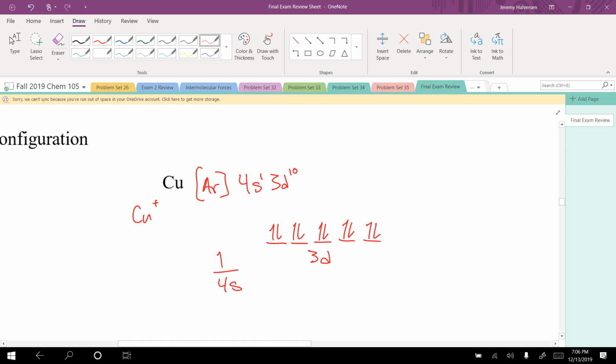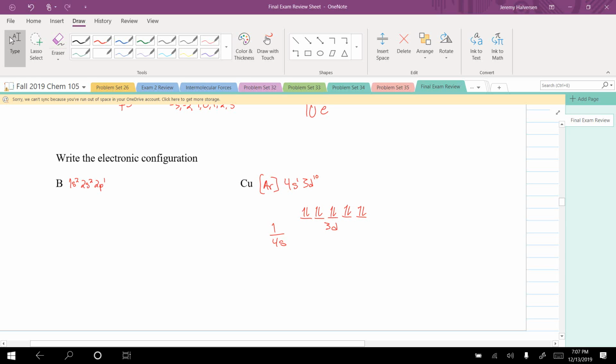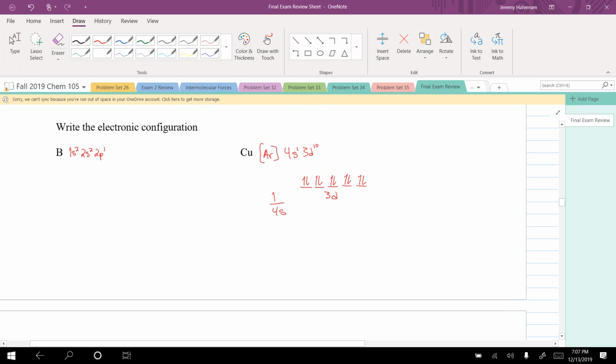That you remove it, or? Yeah, you're always going to remove the highest one first. But 4s, the way I've drawn it, 4s is lower. But once they get filled up, it's actually higher. You just need to remember, if it's a transition metal, take it out of the s orbital first. But all right, keep going. Other questions about this? Okay.